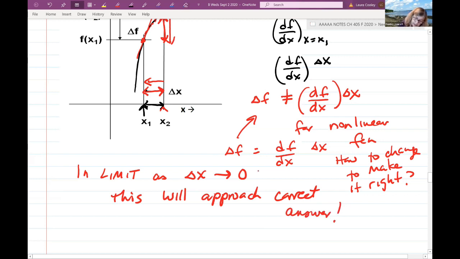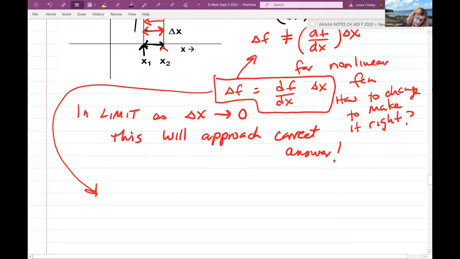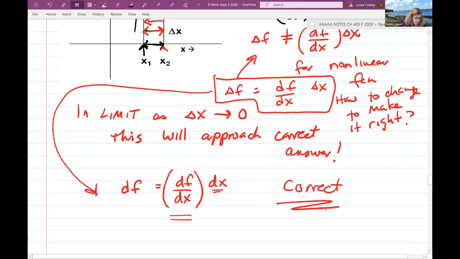So it basically means I take this formula and I have to change it a little bit. I have to make it that the infinitesimal change in the function equals the derivative times the infinitesimal change in x. So that means I can take my derivative at x1, multiply it by an infinitesimal change in x, and I'll get an infinitesimal change in y. And this is correct. Okay, so that is a very important formula.